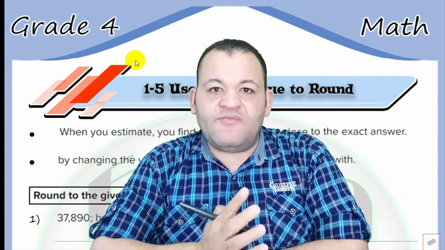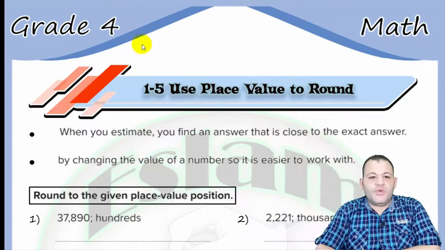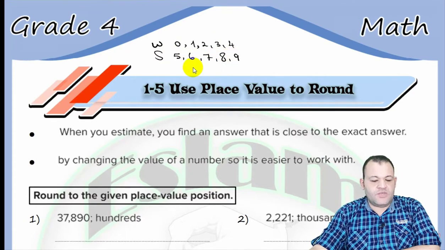At the beginning, we have two groups of numbers, the strong numbers and the weak numbers. The weak numbers are 0, 1, 2, 3, and 4. And the strong numbers are 5, 6, 7, 8, and 9. So how can we solve this question?